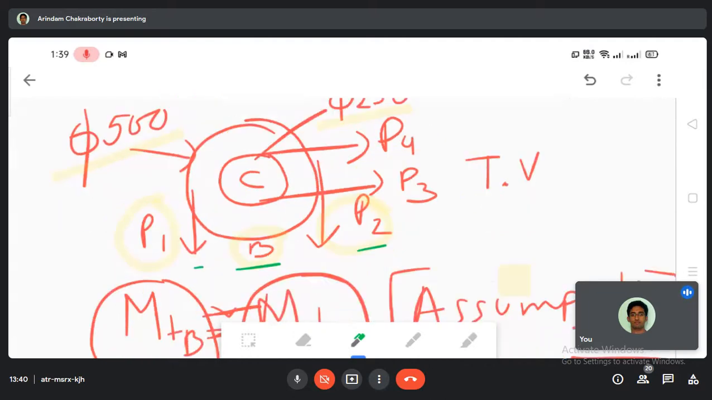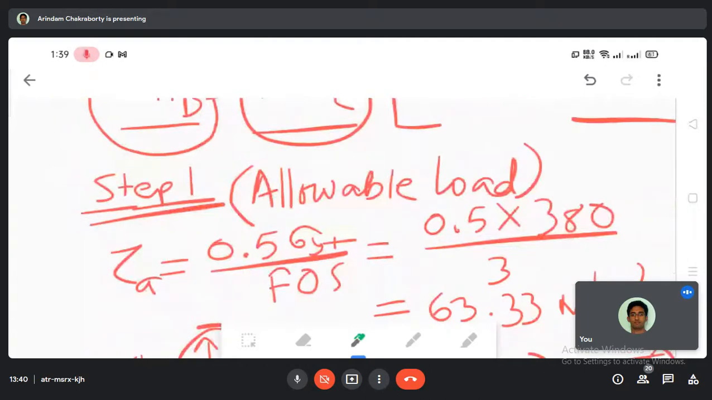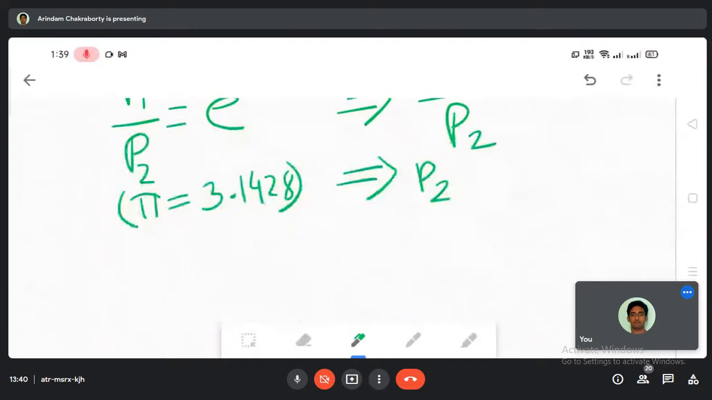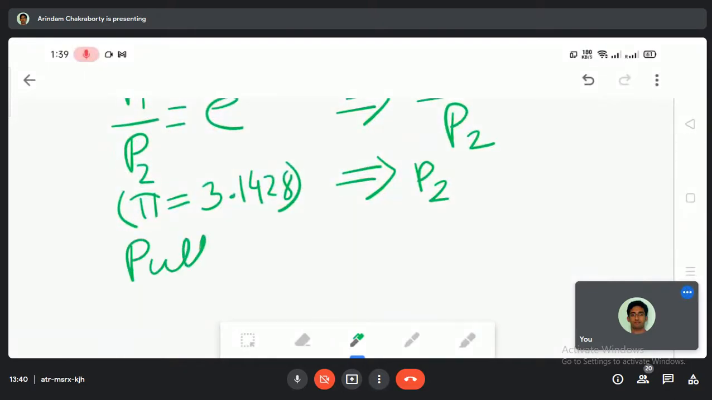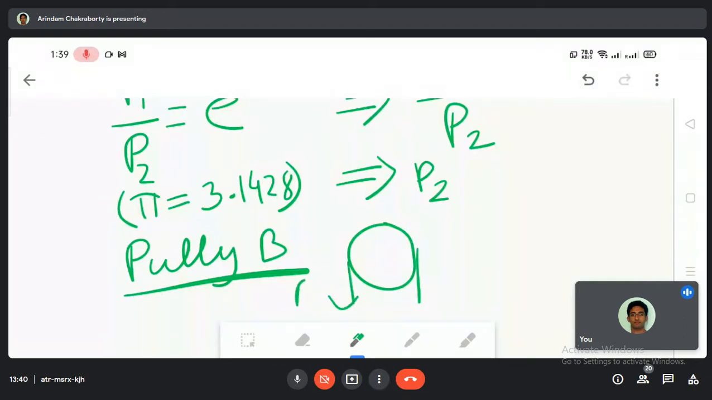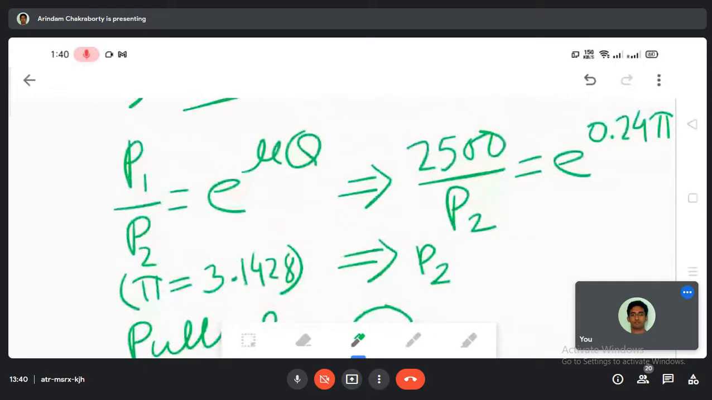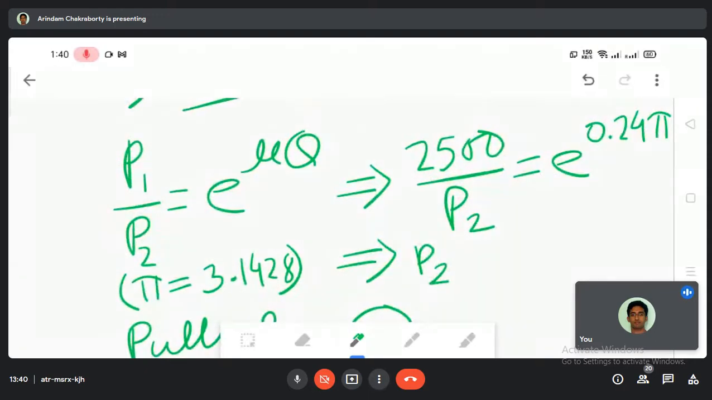That's why we consider pulley B, where one load is P1 and another load is P2. The angle of wrap is 180 degrees, and we are finding P2. Now what is the magnitude of P2?